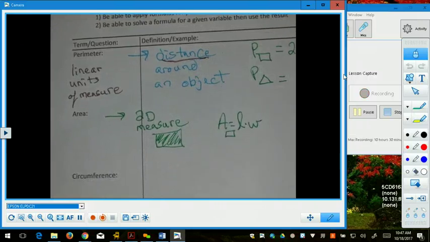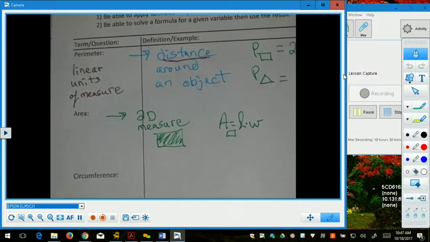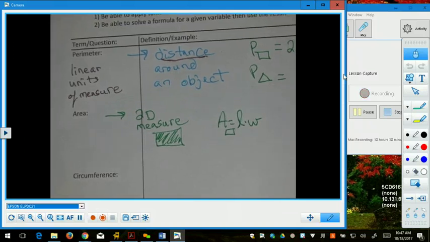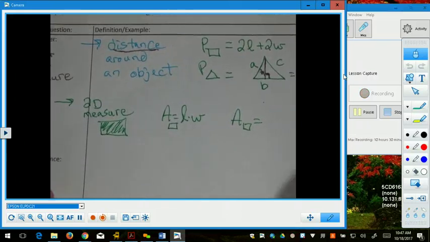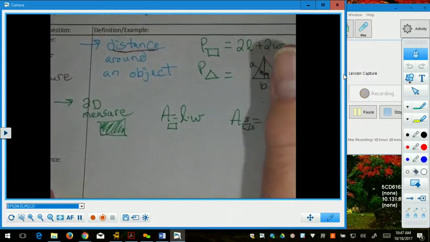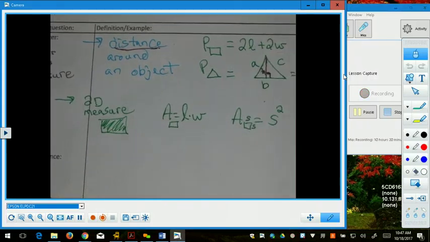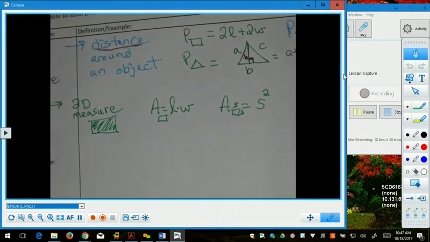It's the same thing. On a parallelogram, it's the same thing, except it's slanted, so it would still be base times height, not length times width in that case. Area of a square, well, it's still length times width, right? But now both the length and the width are s. So what's s times s? S squared. I don't require you to memorize that formula. If you know a square is a rectangle, just do length times width, you'll get the same answer.